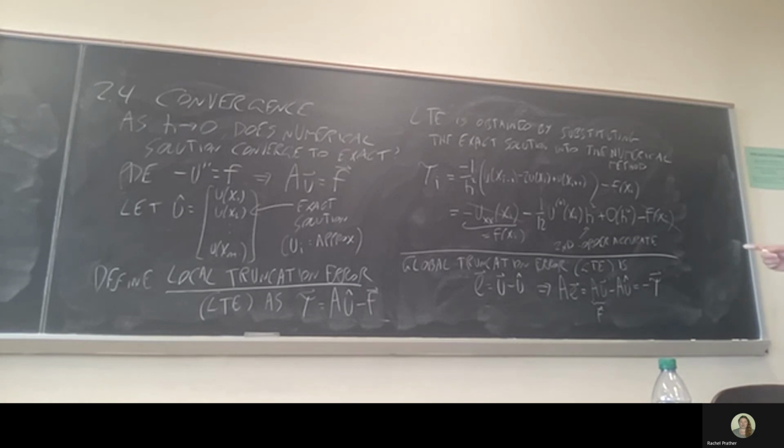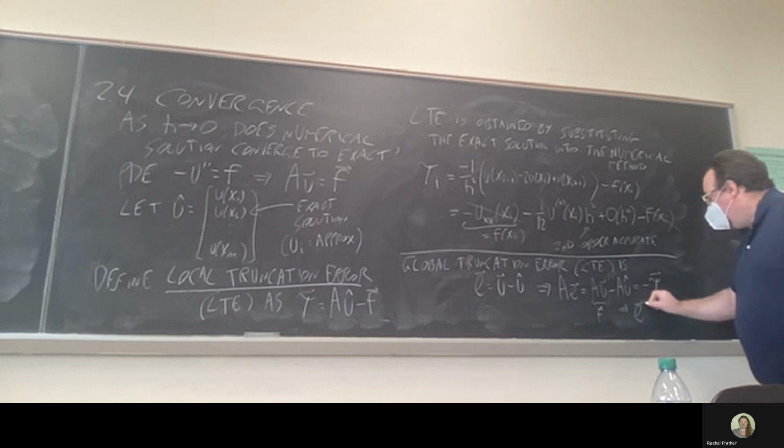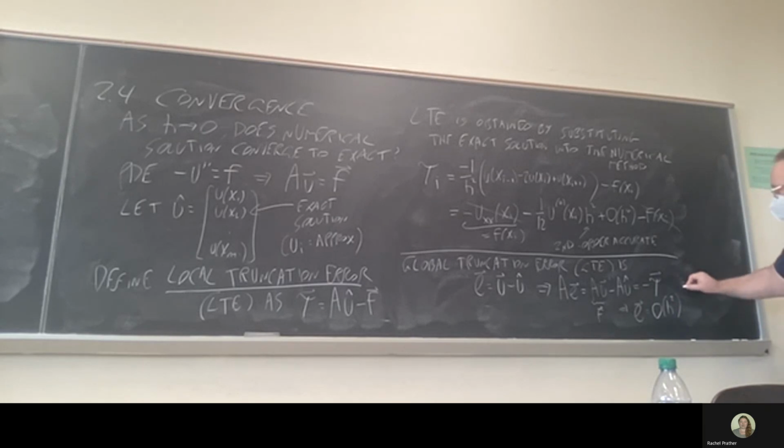So you can think of a global error as being kind of like the solution to the same PDE that we've been solving, except the local truncation error is the right-hand side instead of F. And if you were to solve this, you would find that E is also order h squared, by integration. Okay. All right.